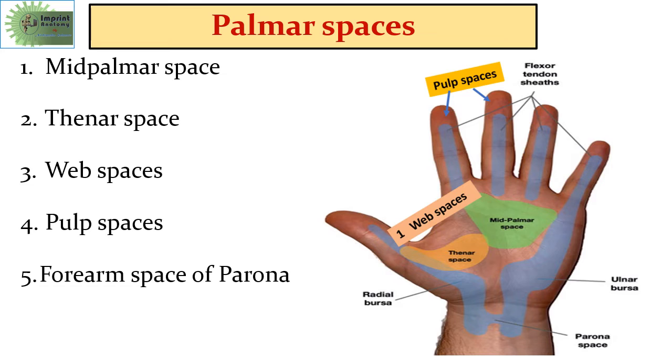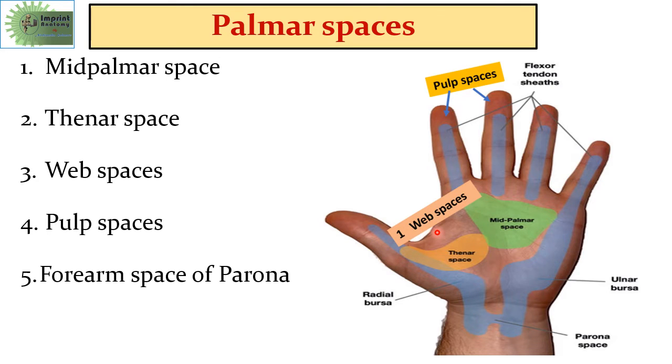There are 5 palmar spaces. You can see in the palm, a space in the mid region of the palm is called the mid-palmar space, which extends till the flexor retinaculum. The space present at the thenar region, at the side of the thumb, is called the thenar space. Then what is the web space?